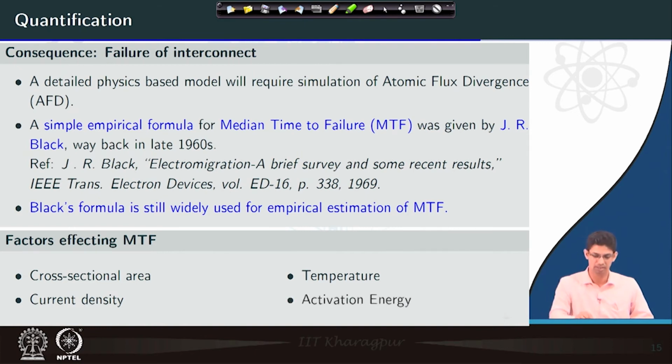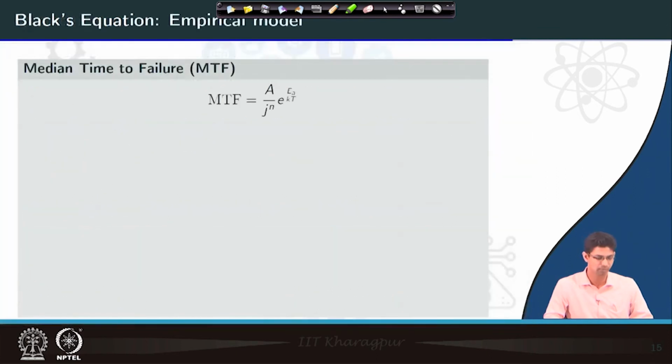What else? There is another term, activation energy. So what is activation energy? That we will discuss towards the end of this lecture. The equation which Black gave is this simple equation. MTF is median time to failure, which is equal to A divided by j to the power n, times e to the power EA divided by kT.